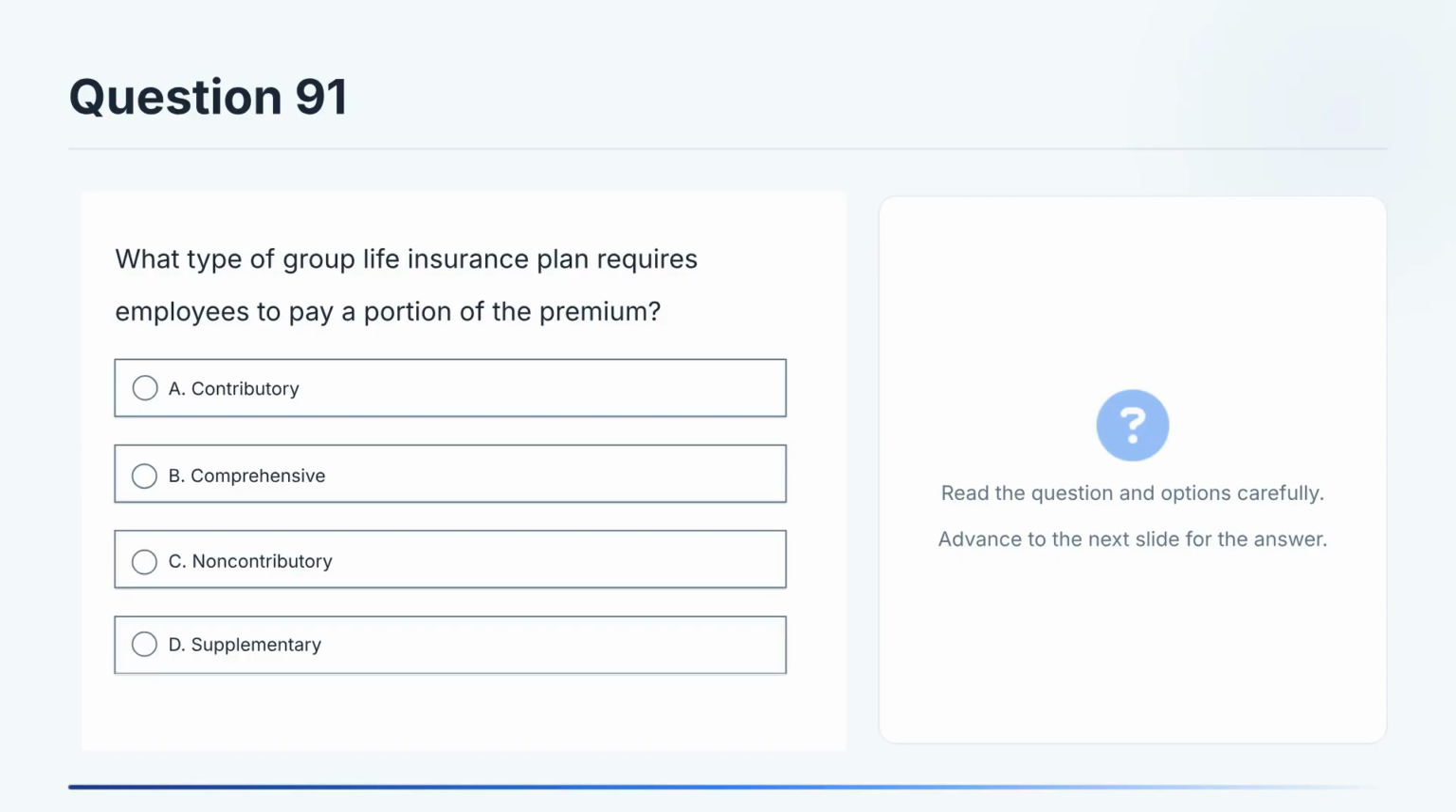Question 91. What type of group life insurance plan requires employees to pay a portion of the premium? A. Contributory. B. Comprehensive. C. Non-contributory. D. Supplementary.